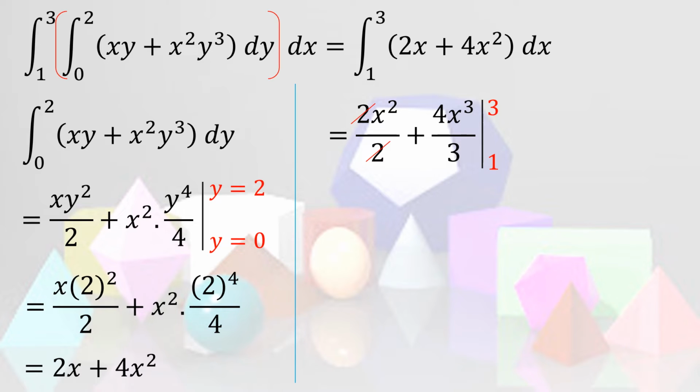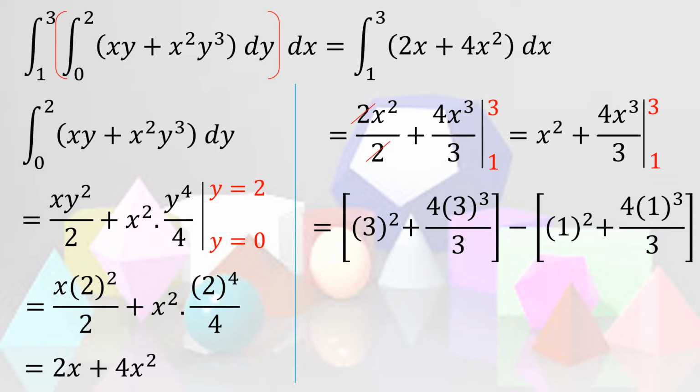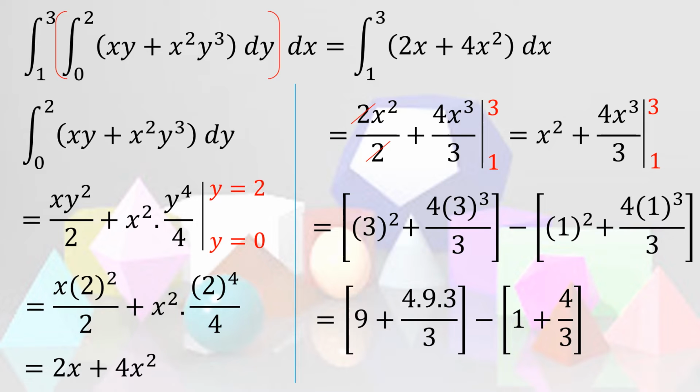And then we shall substitute the upper limit first before your lower limit. So we will be getting 3 squared plus 4 times 3 to the third over 3 minus 1 squared plus 4 times 1 to the third over 3. Simplifying further, we shall have 9 plus 4 times 9 times 3, so that we can cancel 3 in the numerator as well as in the denominator.